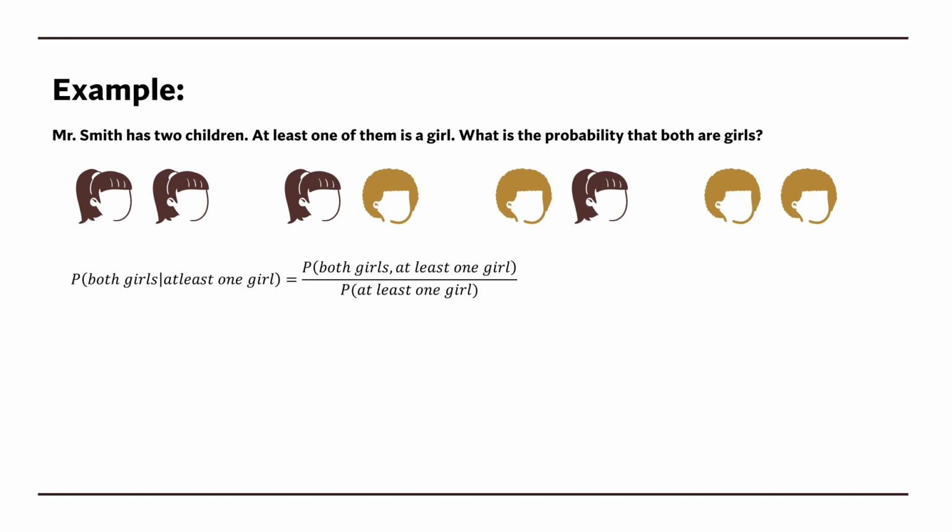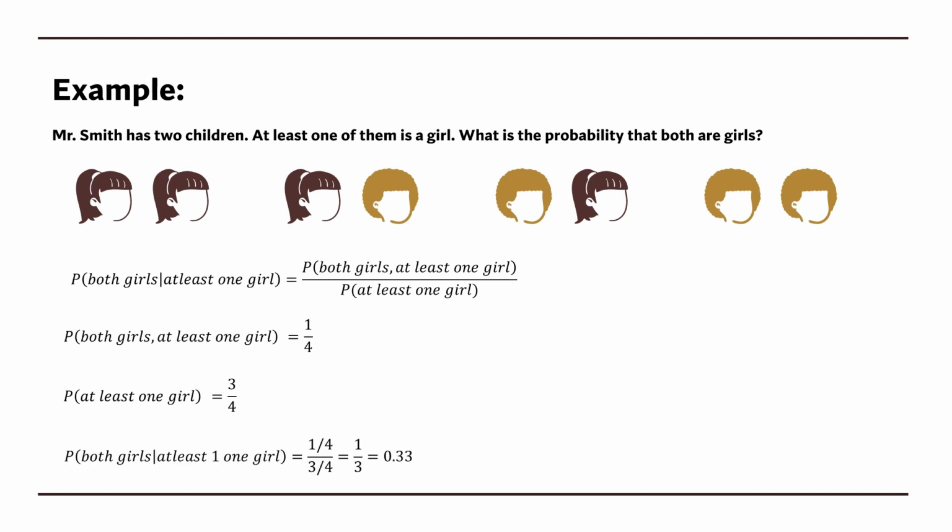So probability of both girls given at least one girl is equal to this format. Probability of both girls and at least one girl, divided by probability of at least one girl. Let's calculate them. What's the probability of both girls and at least one is a girl? There's only one possibility that both are girls, so that's going to be one out of four scenarios. What is the probability that at least one is a girl, of the possible four scenarios? There are three places where this could happen, so it's 3 out of 4. You substitute this into the equation, you get 33%. So this is how you solve based on conditional probability.